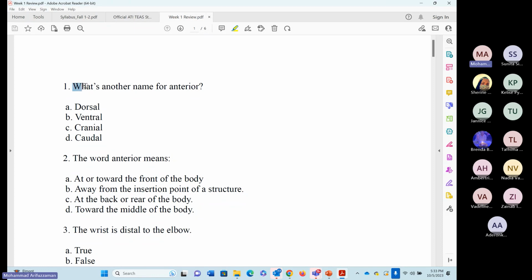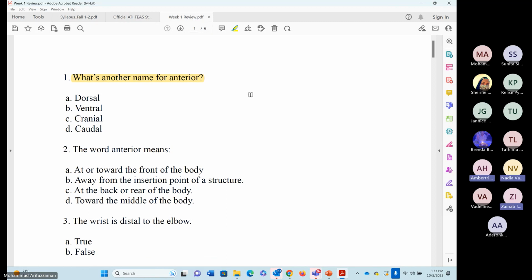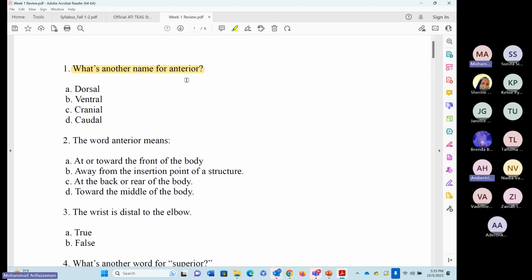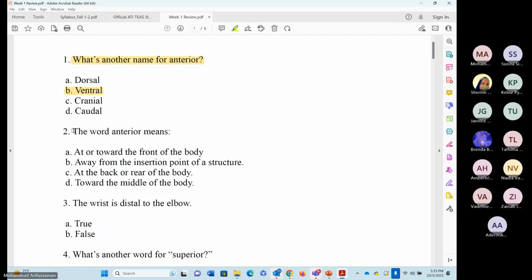What's another name of anterior? Dorsal? Ventral. Ventral. Good. Anterior means ventral. Okay, good. The word dorsal is posterior. Now, can you define anterior? Yes, toward the front of the body.